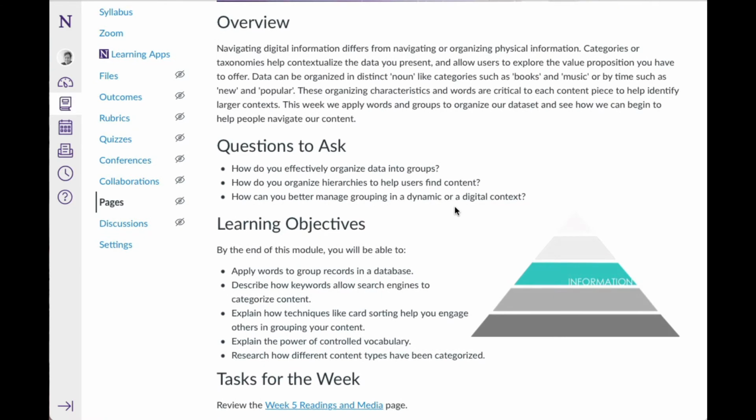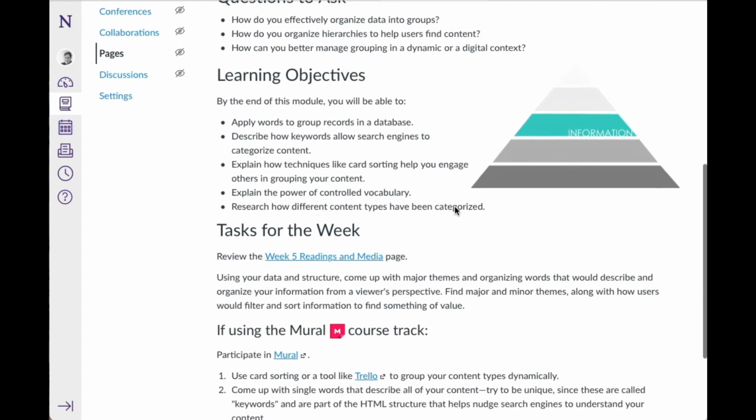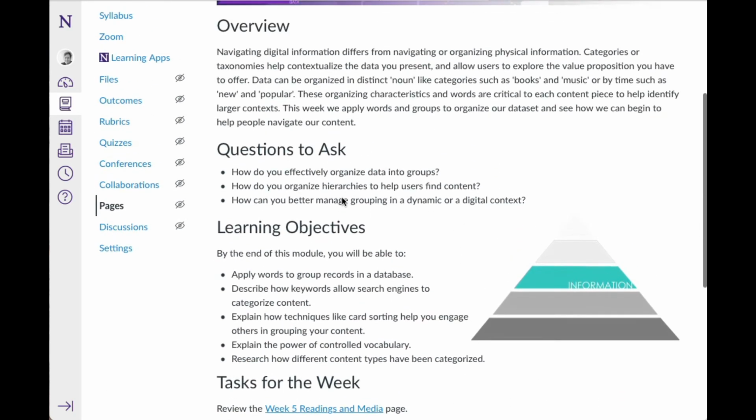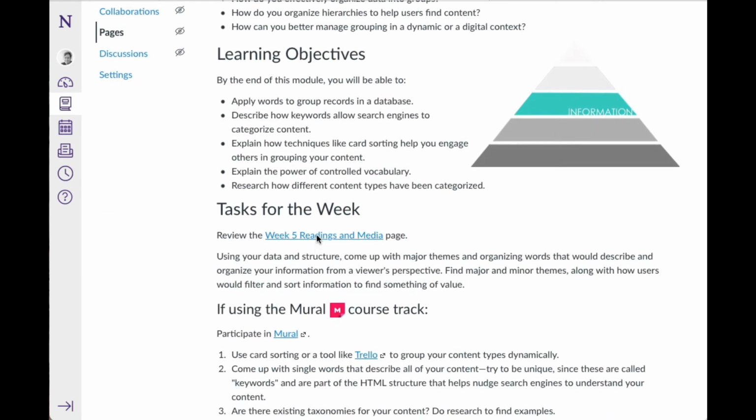So this is another controlled vocabulary. I'm calling them nouns because they tend to group concepts together. So as you look through, definitely again read out the readings and media on this one. This is going to be another big topic about how to create taxonomies.